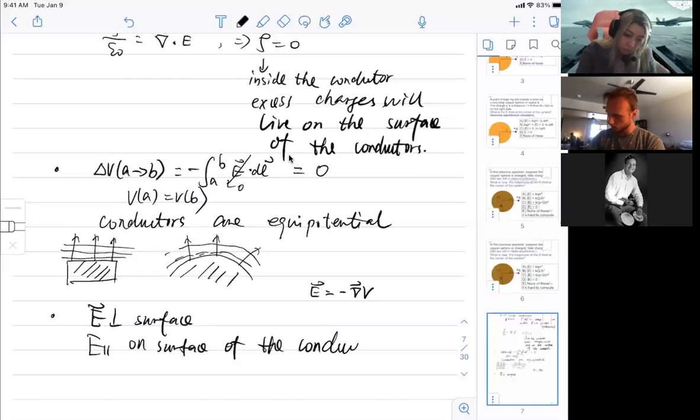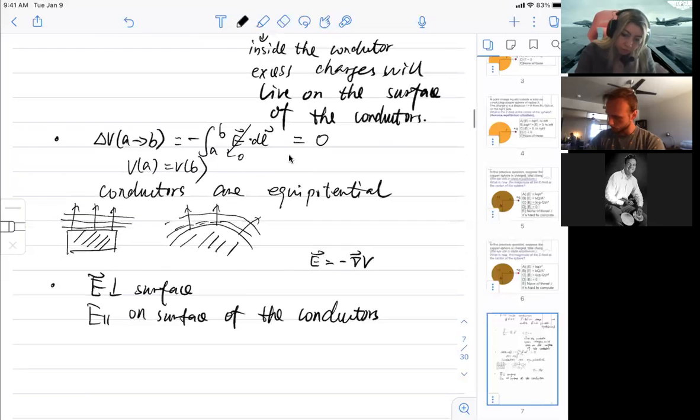And why not the parallel? Because, well, if you have a conductor, right? This is a conductor. And if you have an E field that is parallel to the surface, then that means your charges are still moving, right? If you have charges here, negative charge, and you have a parallel field, it's going to flow along the surface of the conductor, then you're not at equilibrium. It's not going to be a static situation. So you can only have E field perpendicular to the surface this way, right?